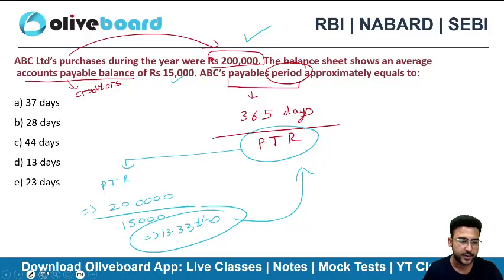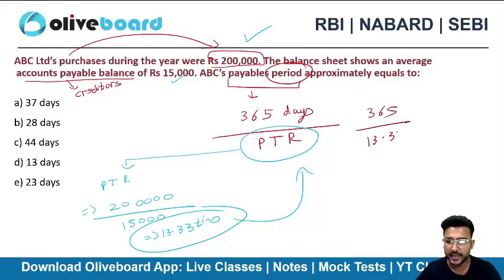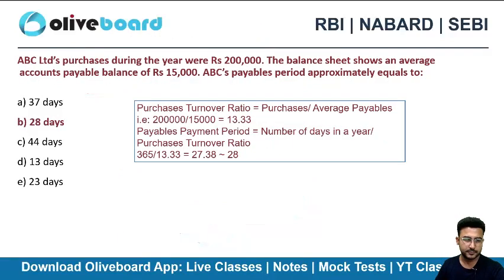You just need to equate it here. So 365 days divided by 13.33 times. 28 days will be your correct answer. So ideally you should be having 27 days here in the options. However, we are having 28 days. So that's fine. We can go ahead with option B, 28 days.